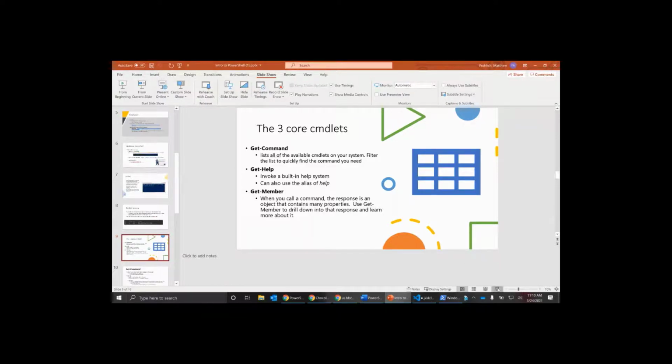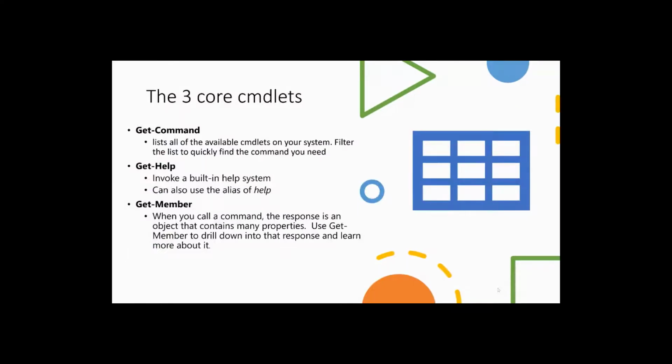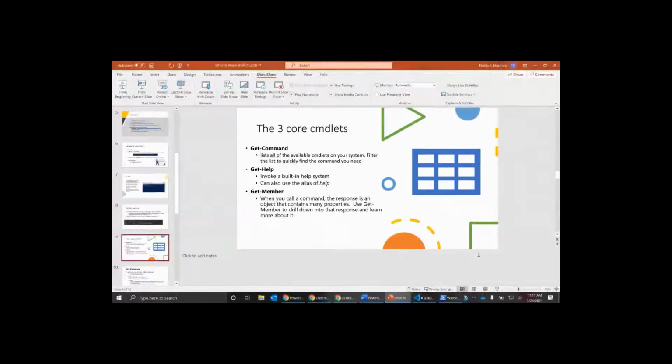Get-Help is another one. Get-Help invokes a built-in help system. You guys are familiar with the man pages in Linux. It's pretty much the same thing. In fact, you can use man if you want as an alias to get into the help. You can also use the alias of help. So an alias just invokes the commandlet for me.